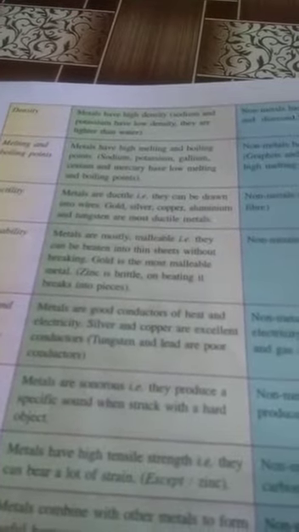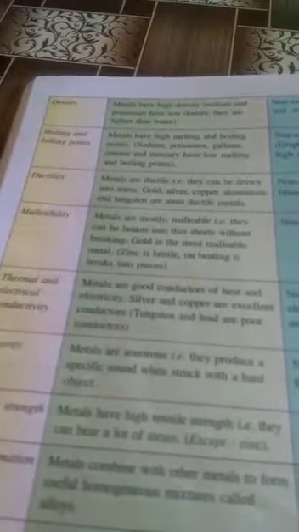Melting point and boiling point of metals are high except of sodium, potassium, gallium, cesium and mercury, while melting points of non-metals are generally low except graphite and diamond. Graphite and diamond, forms of carbon, have high melting point, except these all the non-metals have low melting point and boiling point.